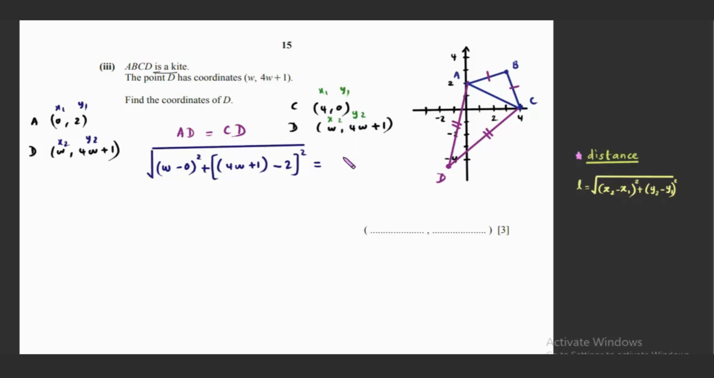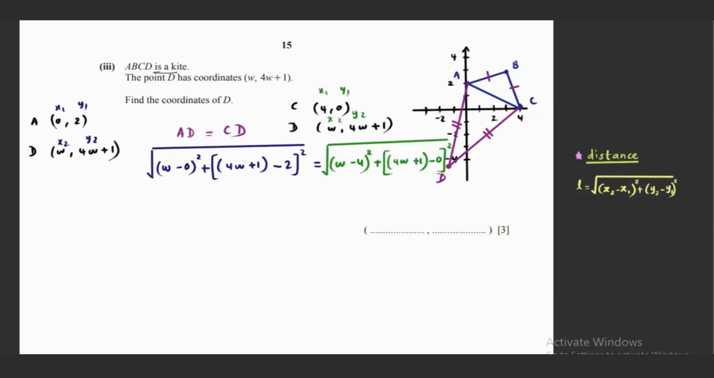So the difference in the x values will be (w - 4) squared. Then I need to add that to the difference in the y values, squared. So that's going to be 4w + 1, which is the y2 value, minus the y1 value, which is 0. And then I need to square this. This entire answer should be square rooted, and that way we can find the answer.